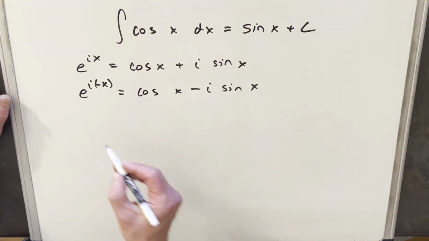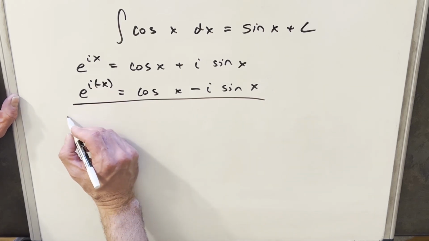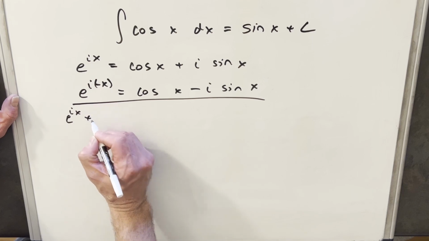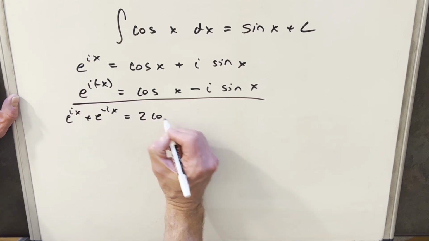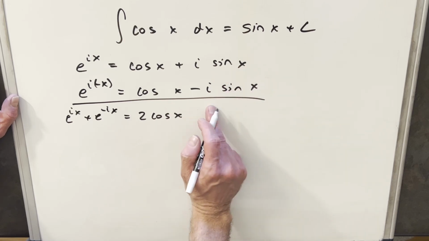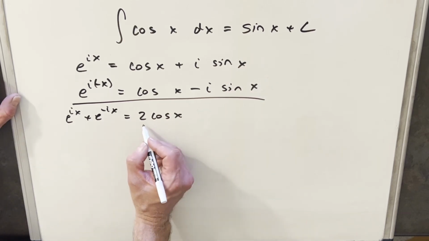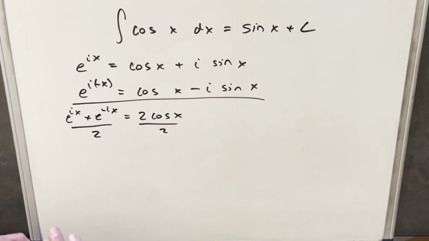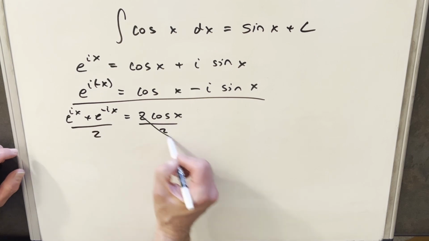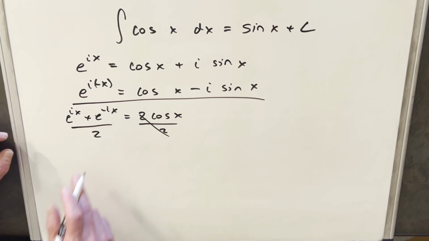But with this, we can get a few useful values pretty quick. If I just add these two together, on the left side we're going to have e^(ix) plus e^(-ix) equals 2 cosine x. The sine terms cancel because of the negative sign there. Then if I divide this by 2, these twos cancel out, and we end up with cosine x equals this, our complex definition of cosine.